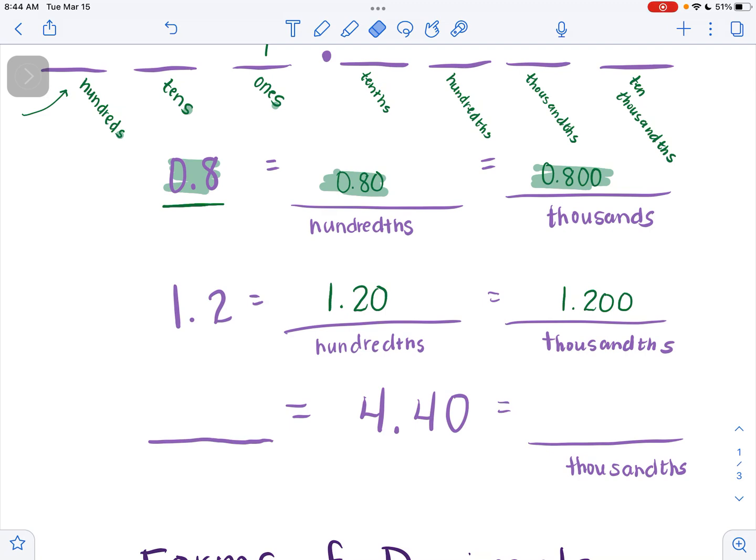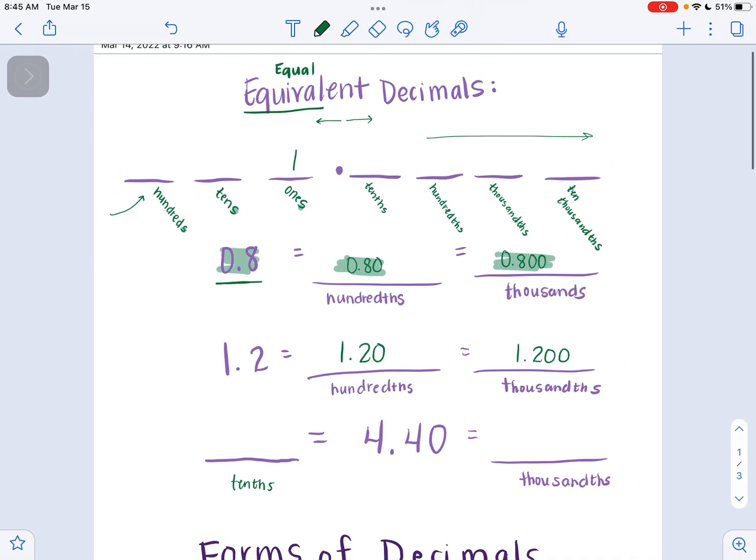In this example, I've given you the hundredths, so 4 and 40 hundredths. You need to find the equivalent tenths and the equivalent thousandths. Pause this video and give that a try. If you gave that a try, you should have had, so 4 and 40 hundredths, the equivalent tenths would be 4 and 4 tenths. The equivalent thousandths would be 4 and 400 thousandths. We have the freedom to add zeros to the right-hand side, so long as we don't put a number value in there. So if I put 1 in there, that'd be a problem.